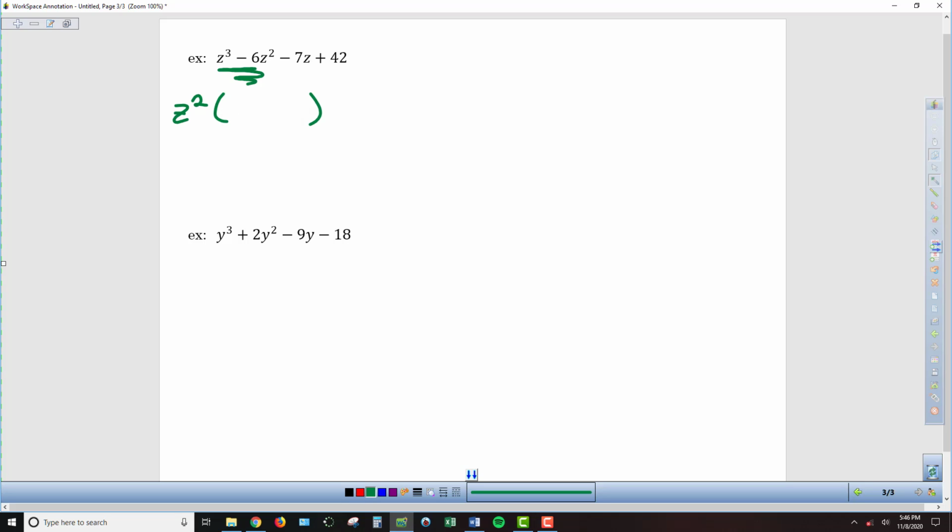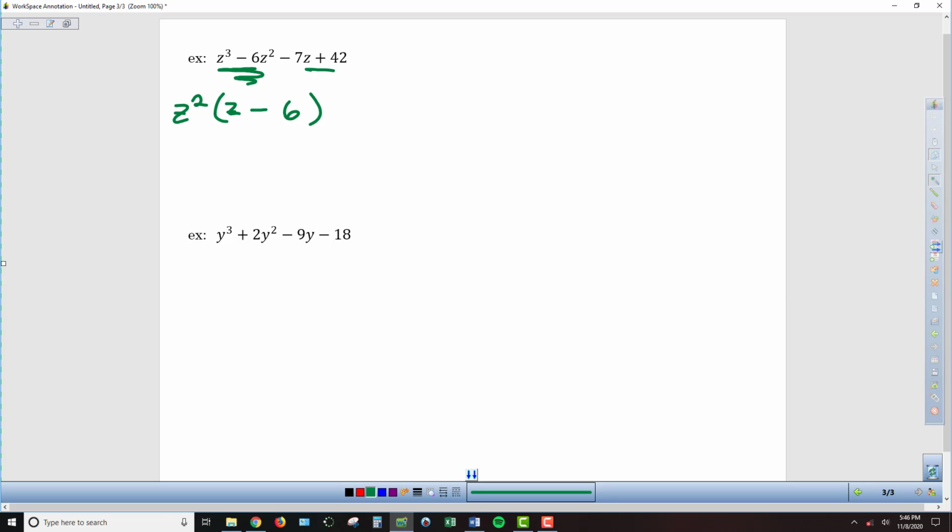So what's left behind inside the parentheses when I take out a z squared? Well, z squared times z gets me back to z cubed, and then minus 6 times z squared would get me back to the 6z squared. So step 1 is done.